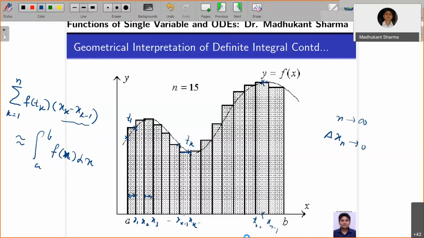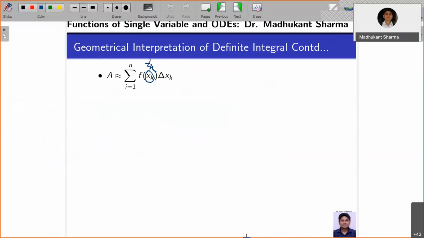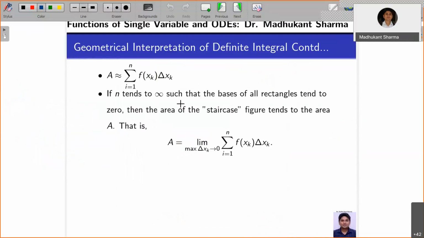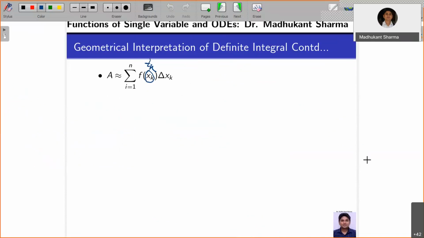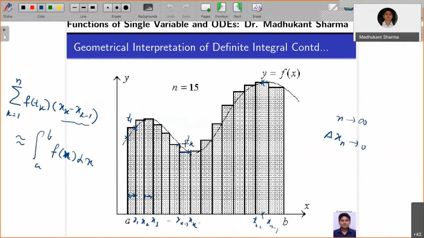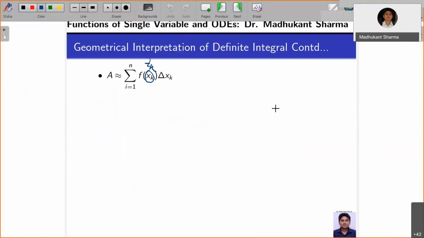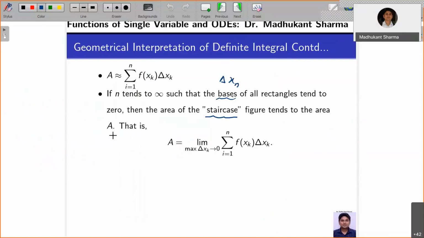Okay, right. So if n tends to infinity such that the bases of all rectangles tend to 0, the basis meaning the bases of the rectangles, delta xn or delta xk, tend to 0, then the area of the staircase figure tends to the area we are after. If you look back here, there is a staircase going up and down, and so on.